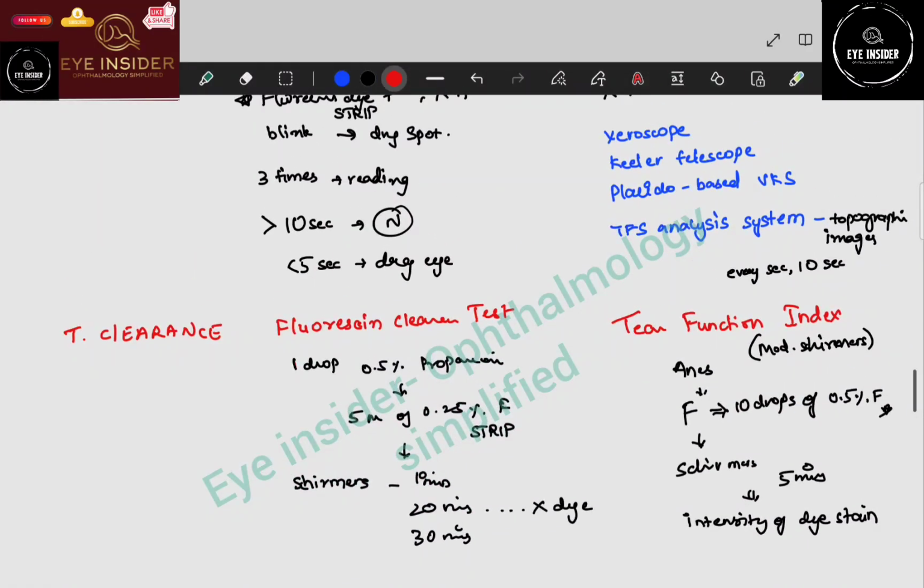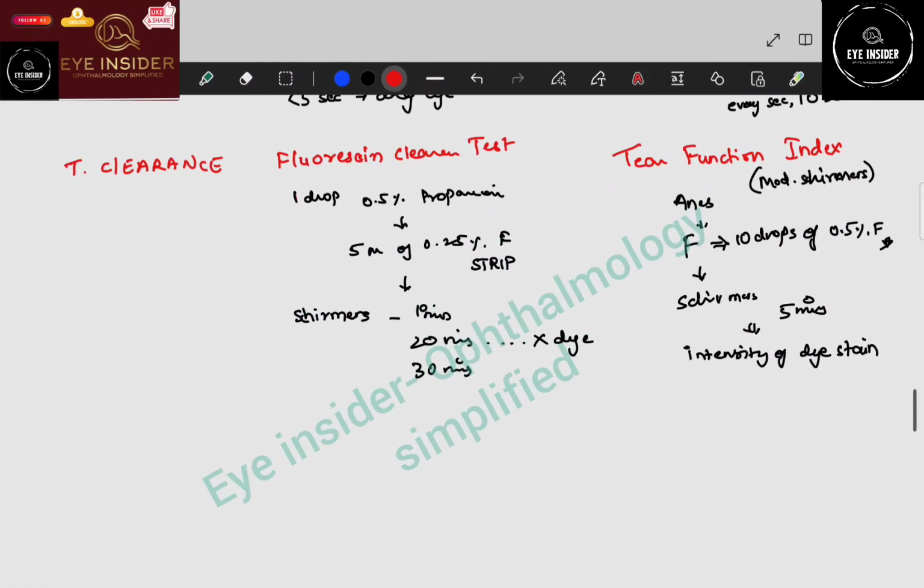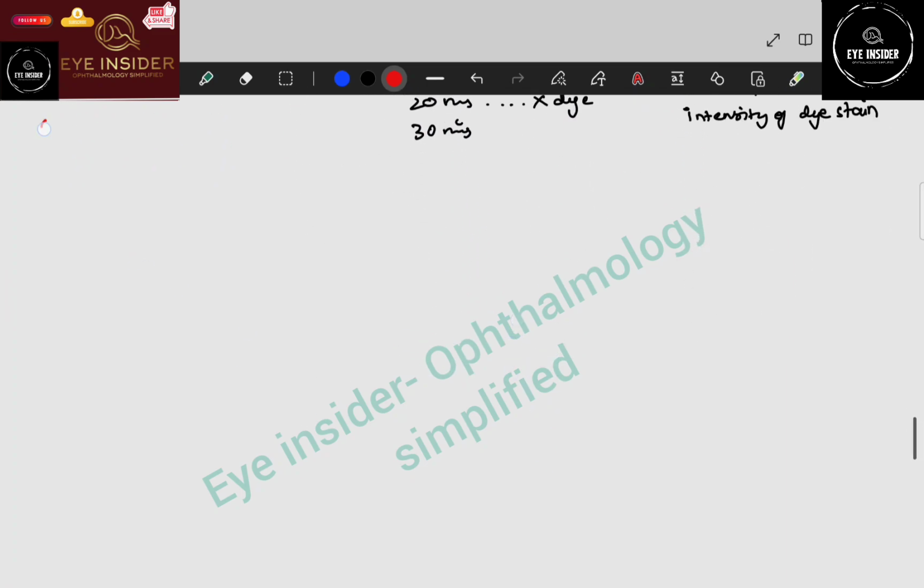In TBUT we use a fluorescein strip, whereas we do not use anesthetic. In the fluorescein clearance test we use anesthetic.